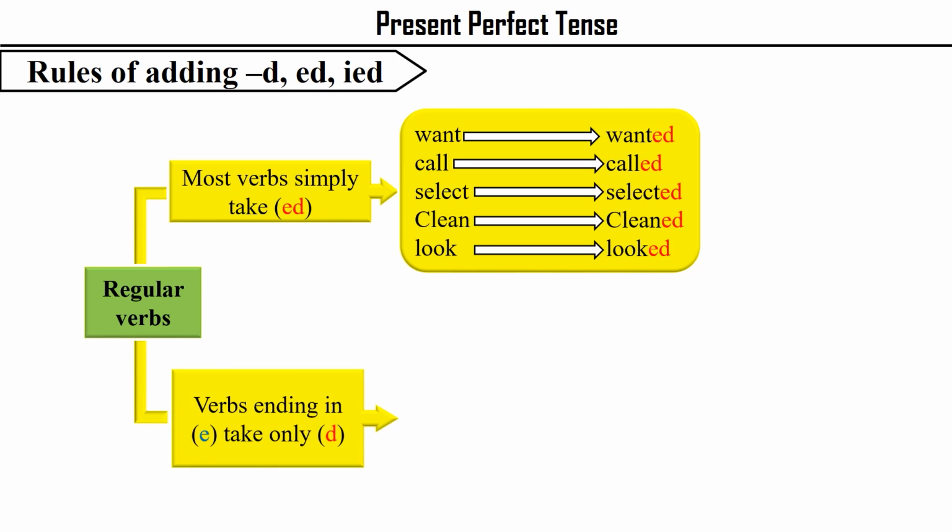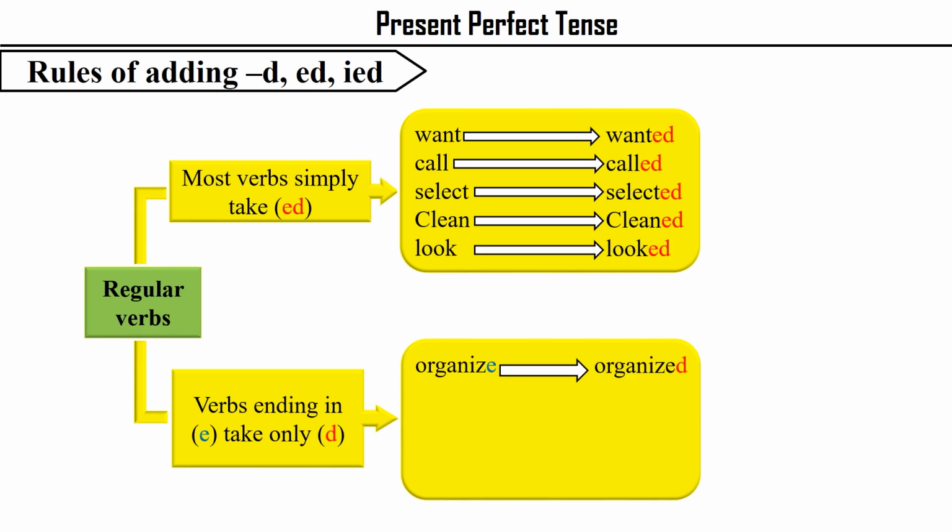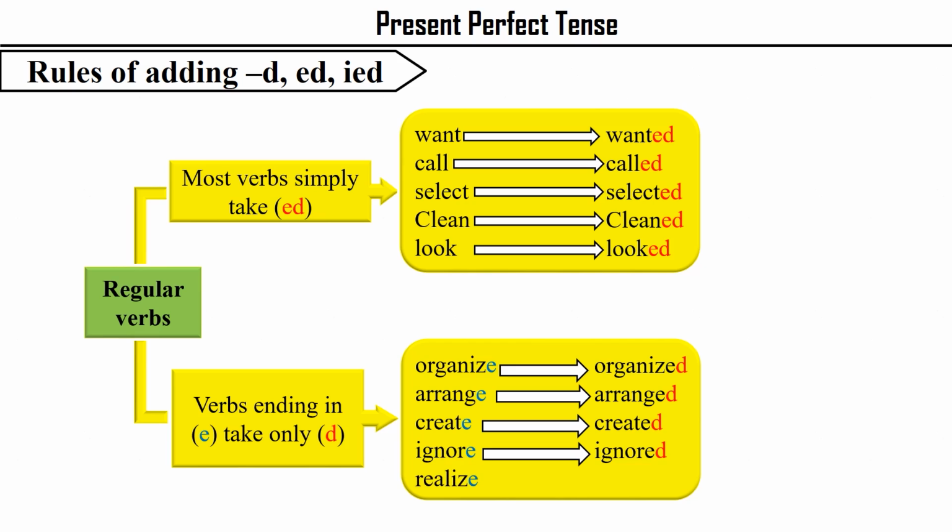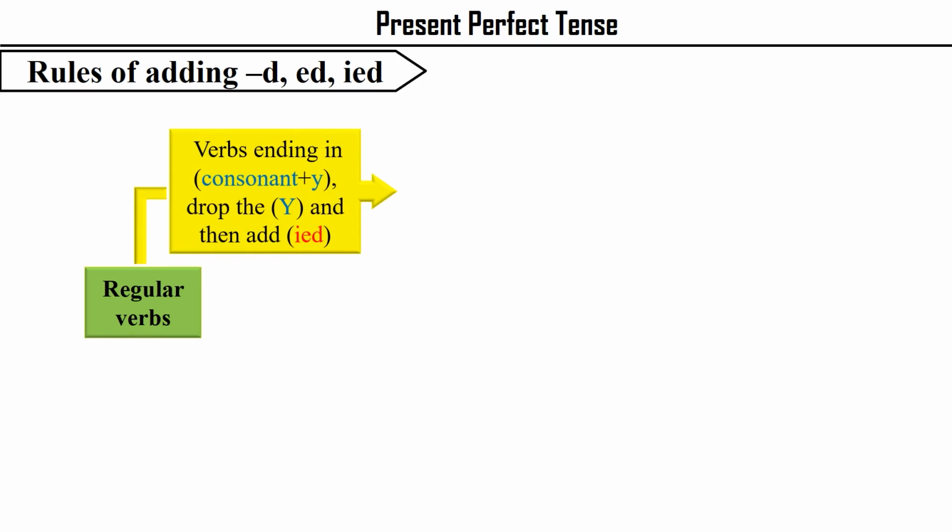Verbs ending in e take only d. When a verb ends in e, we only add d to the verb. For example, organize becomes organized. The verb organize ends in e, and we add d. Organize becomes organized. Arrange becomes arranged. Create becomes created. Or ignore becomes ignored. Realize becomes realized, etc.